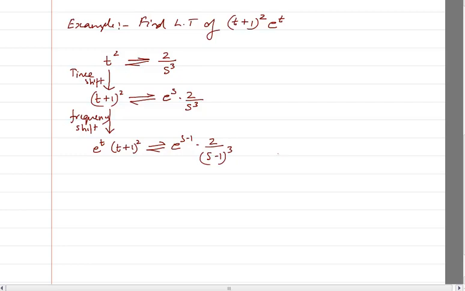Okay, this is one way of doing it, and we can get the answer for this. There is no issue, we can totally find out the answer. Another way of doing it is, if I consider this as t plus 1 the whole square, I can write it as t square plus 2t plus 1. Then t plus 1 the whole square into e raised to power t can be multiplied out: t square e raised to power t plus 2t e raised to power t plus e raised to power t.